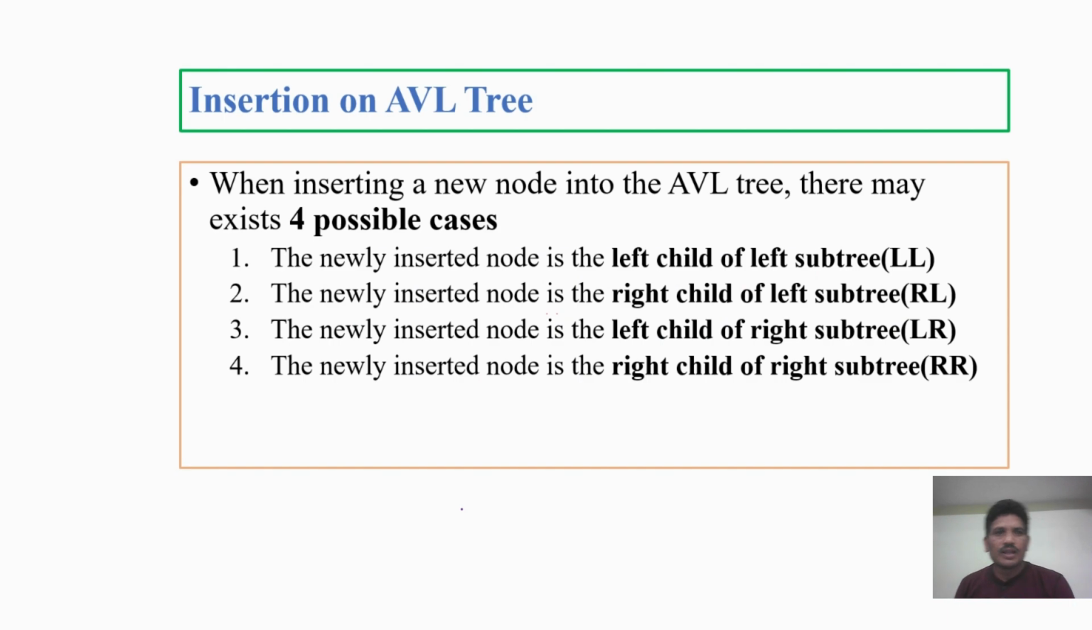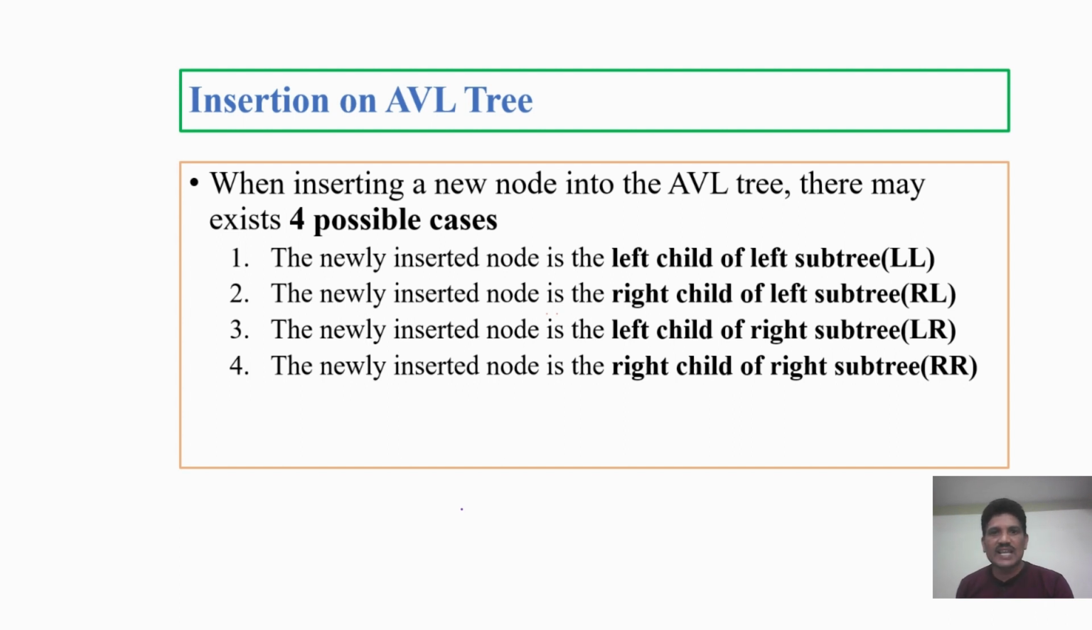We will see. There are four possibilities whenever we insert an element into the AVL tree. In the first case, the newly inserted node is the left child of the left subtree, that is called the LL rotation. The newly inserted node is the right child of the left subtree, that is called the RL rotation. The newly inserted node is the left child of the right subtree, which is called the LR rotation. The newly inserted node is the right child of the right subtree, which is called the RR rotation.